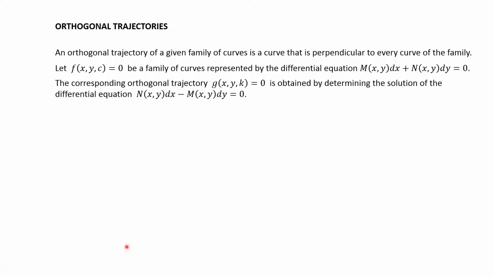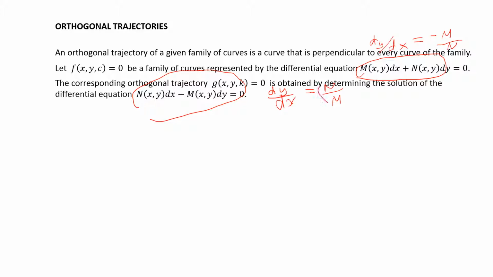Now let us see the rationale behind this. Look, in this differential equation, the slope dy/dx can be computed as negative M over N, while in this differential equation, which is the orthogonal trajectory, the slope dy/dx is equal to N over M.